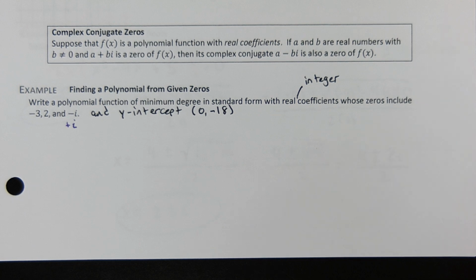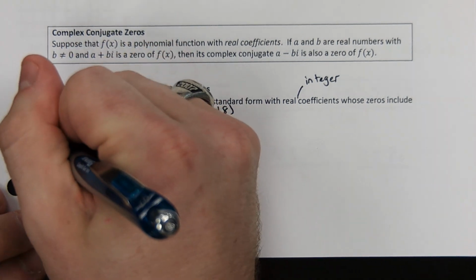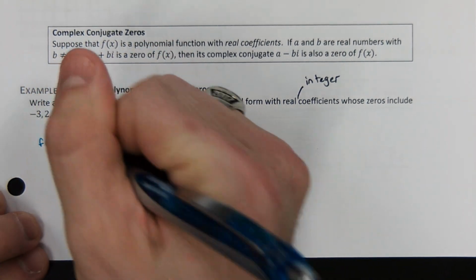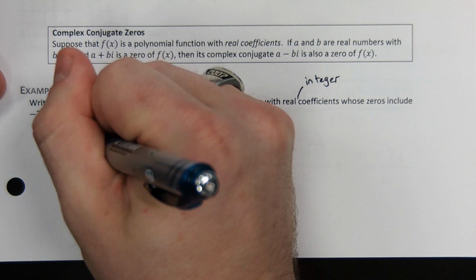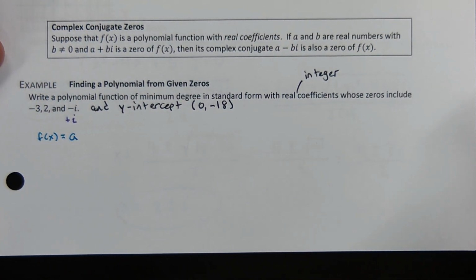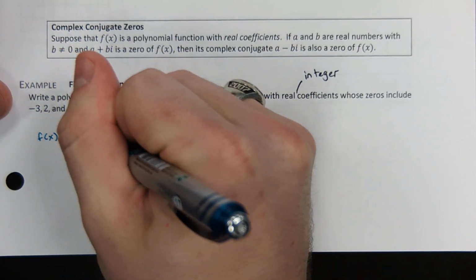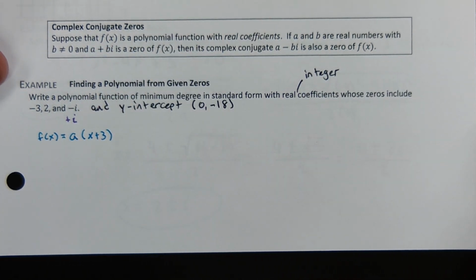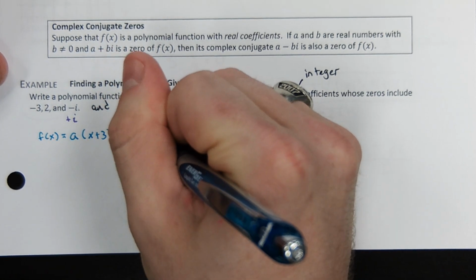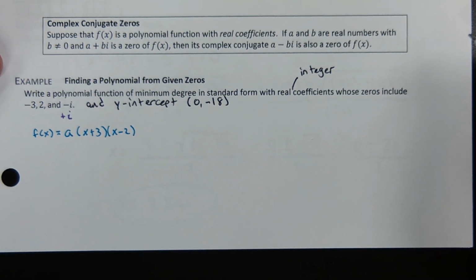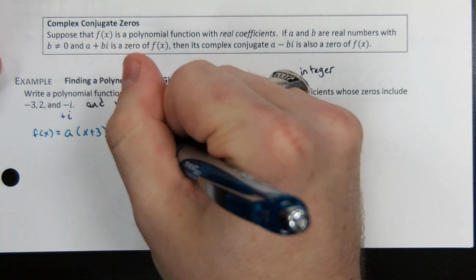If you know the solutions, you know the factors. What you don't know is the vertical stretch or shrink, because it could have one. It doesn't have to, but it could. So I'm going to put an a on the front, because we don't know. But I do know if -3 is a solution, x plus 3 is a factor. If +2 is a solution, x minus 2 is a factor. Ew. i and negative i are also solutions.